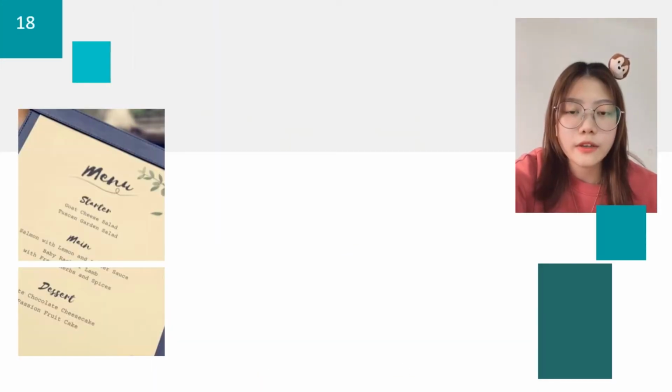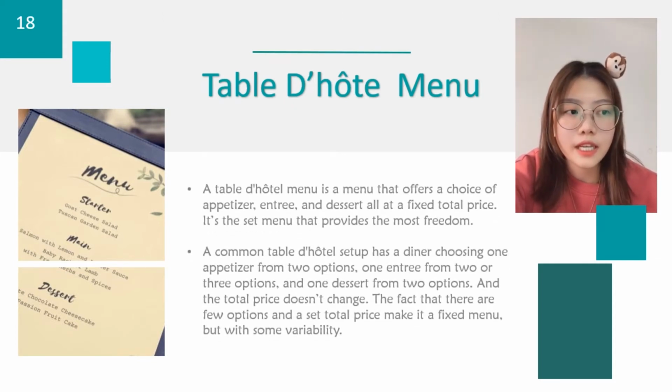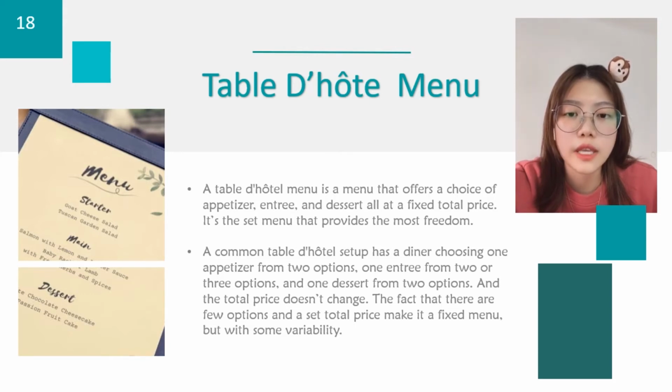The last type of menu is table d'hote menu. It is a menu that offers a choice of appetizer, main course, and dessert, all at a fixed total price. And it's a set menu that provides the most freedom. A common table d'hote has a diner choosing one appetizer from 2 options, one main course from 2 or 3 options, and one dessert from 2 options, and the total price doesn't change. That means there are many options and a set total price that make it a fixed menu.